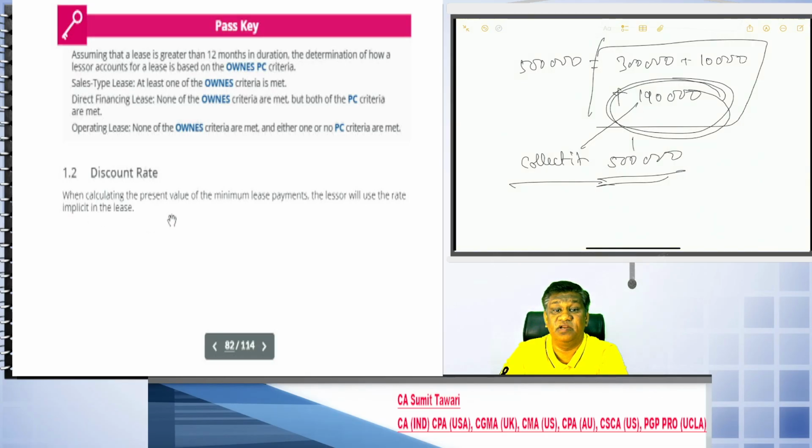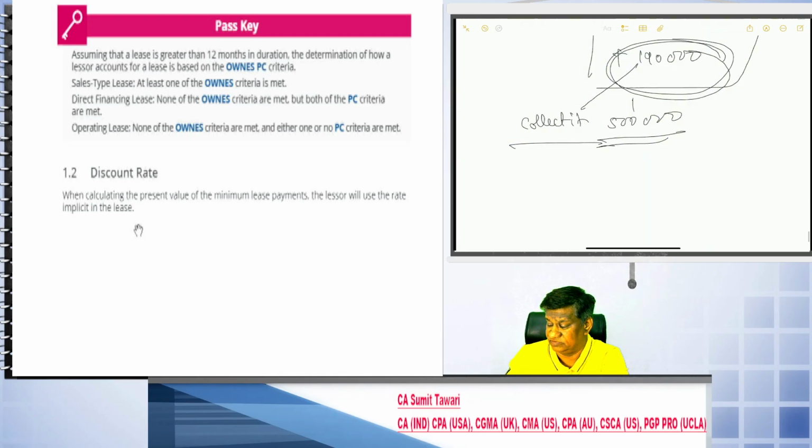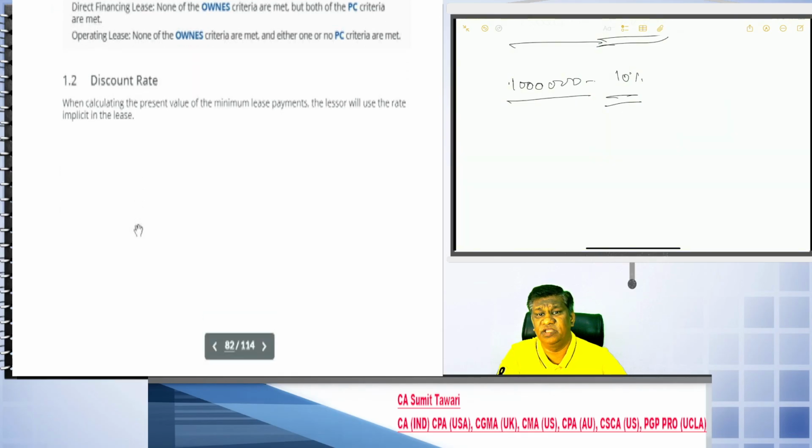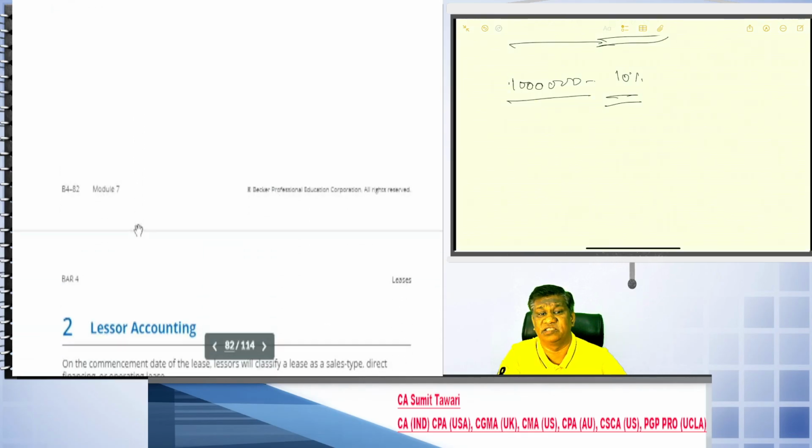Discount rate: when calculating the present value of the minimum lease payment, the lessor will use the rate implicit in the lease. So discount rate is basically the expected earning rate on the investment. Like if someone invested 1 million, he may expect a minimum 10% interest rate. So whatever the EMI we are paying, we need to discount with the 10%, and then he needs to evaluate whether it is equal to or more than 1 million. So it is the implicit rate for the earning expectations.